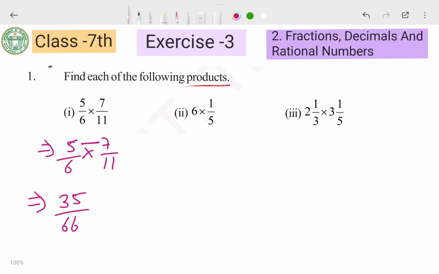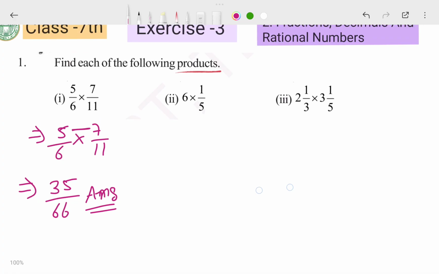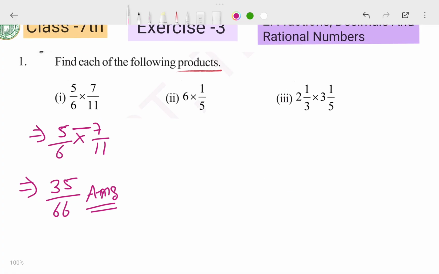When you go into the other questions, we will understand very carefully. Okay, so this is our answer. Now let's do our second question here.